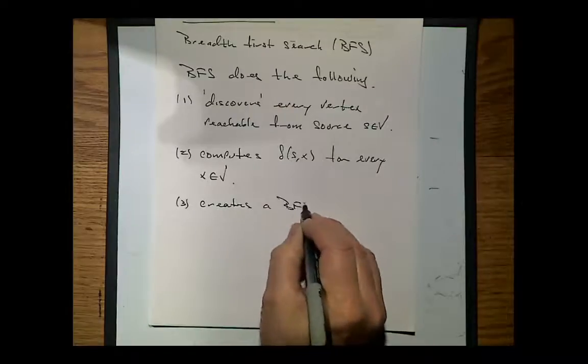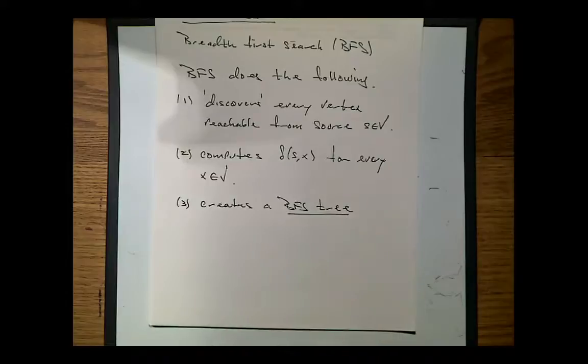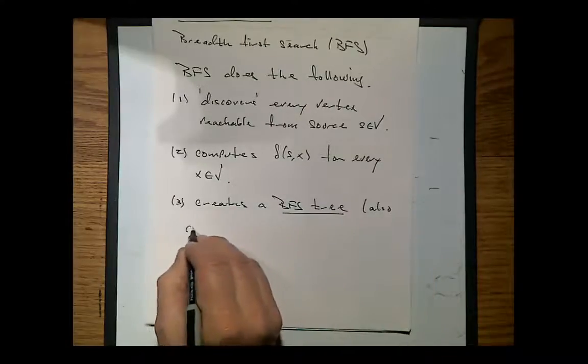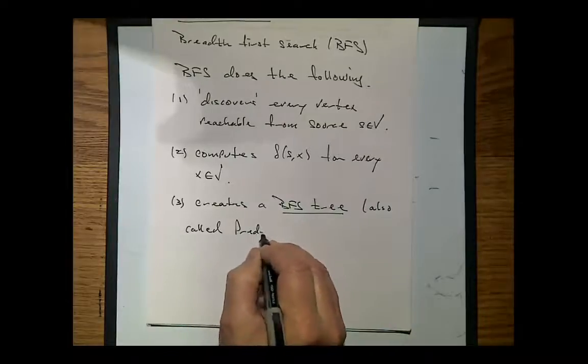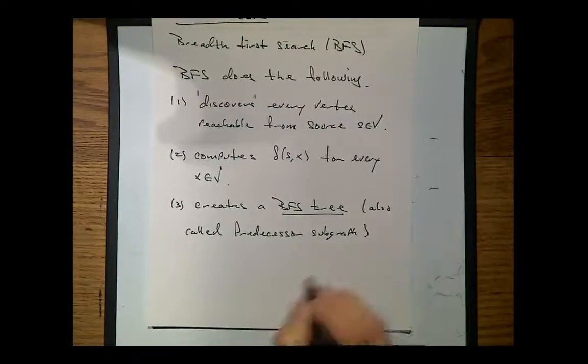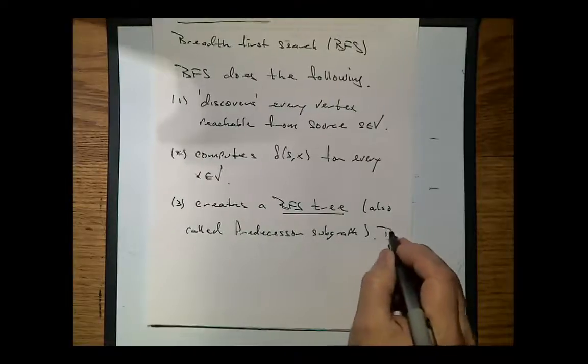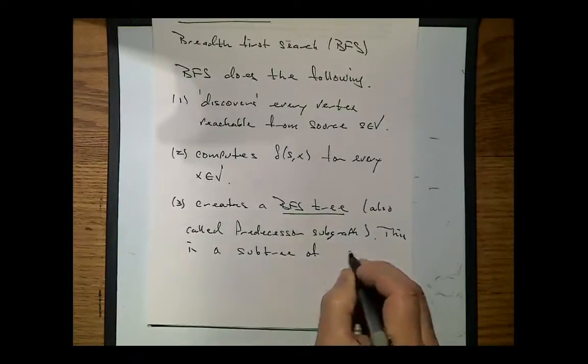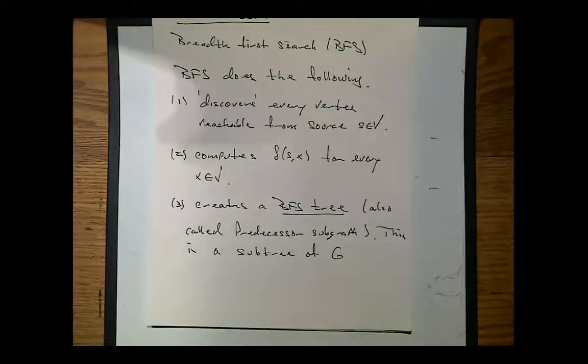a BFS tree. That's what I'm going to call it. It's also called the predecessor subgraph. So that BFS tree, what is it? This is a subtree of G that doesn't necessarily include all vertices, but it does include all vertices reachable from S.